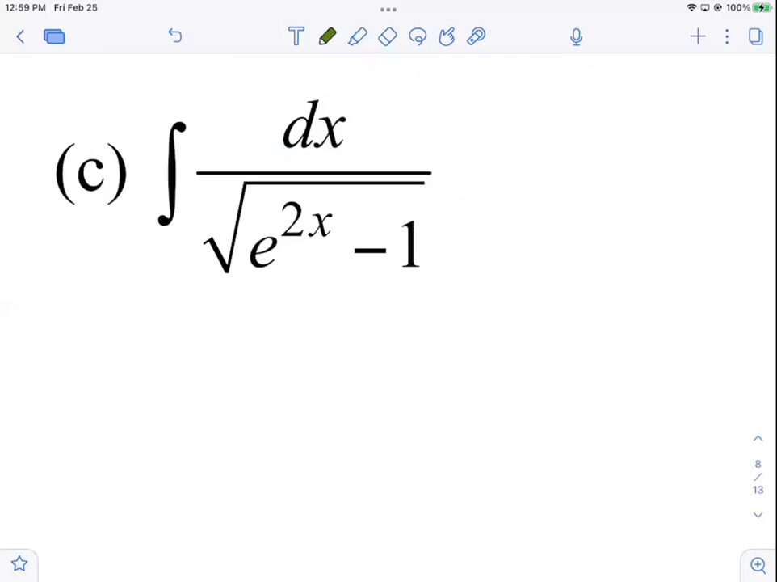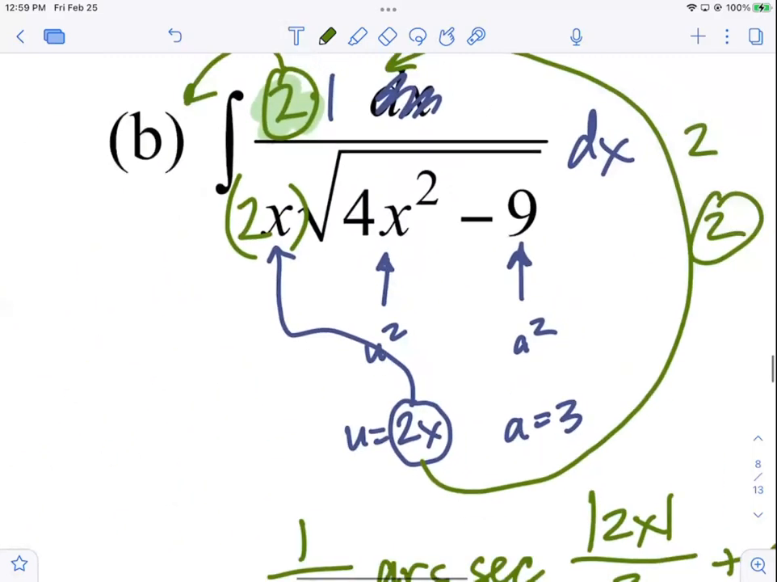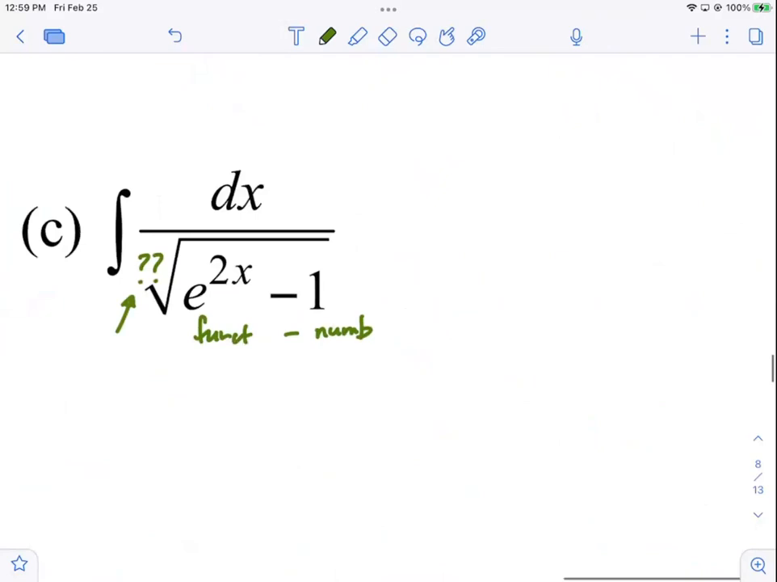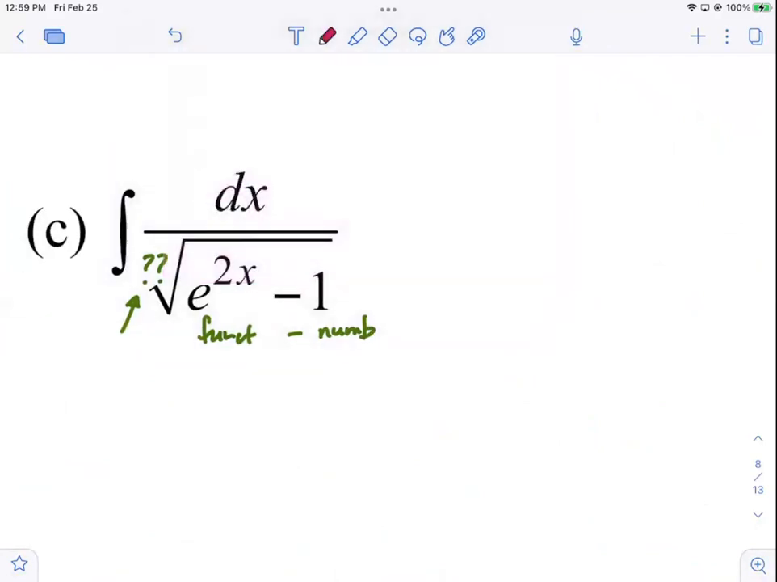If it's going to be anything, it's got to be arc secant because it's function minus number. But what's missing out in front altogether? Yeah, there's no variable at all in front. Over here we had the variable, we just needed the 2. Over here we don't even have that. So, oh well, we're at the end of our rope. What else are we going to do? Well, if this is u squared and this is a squared, u would be what?